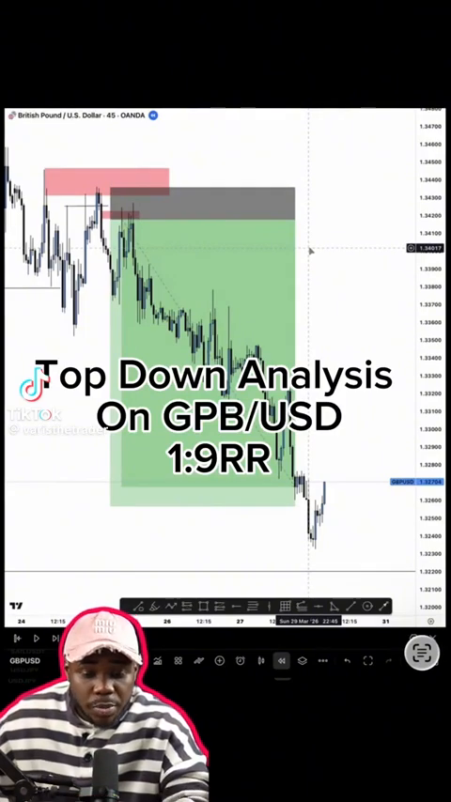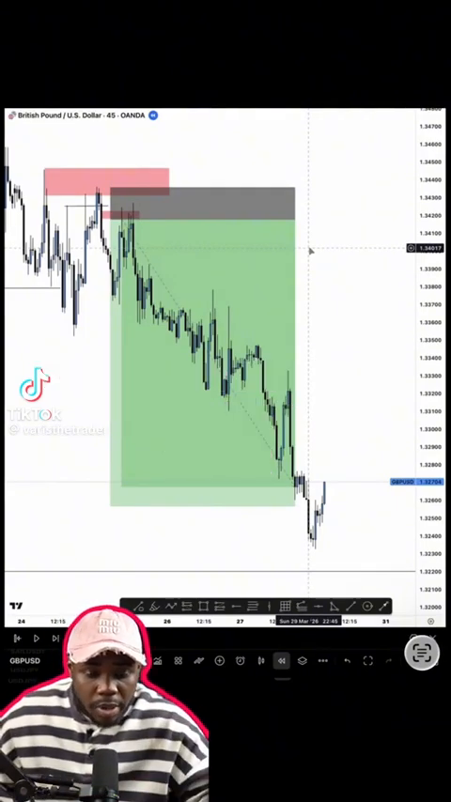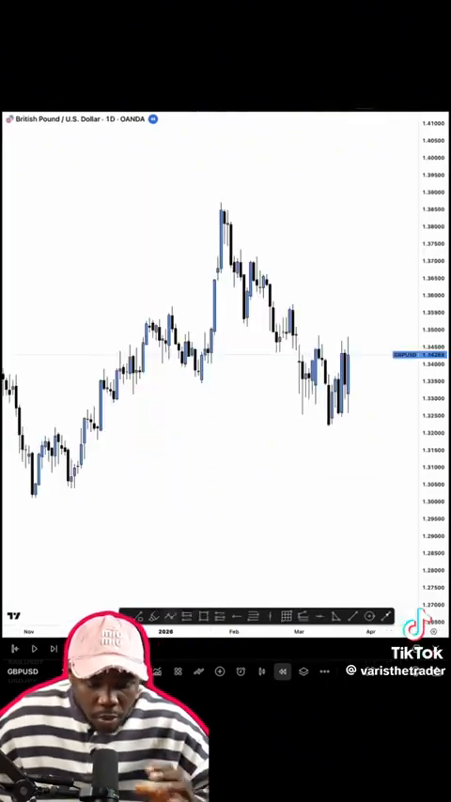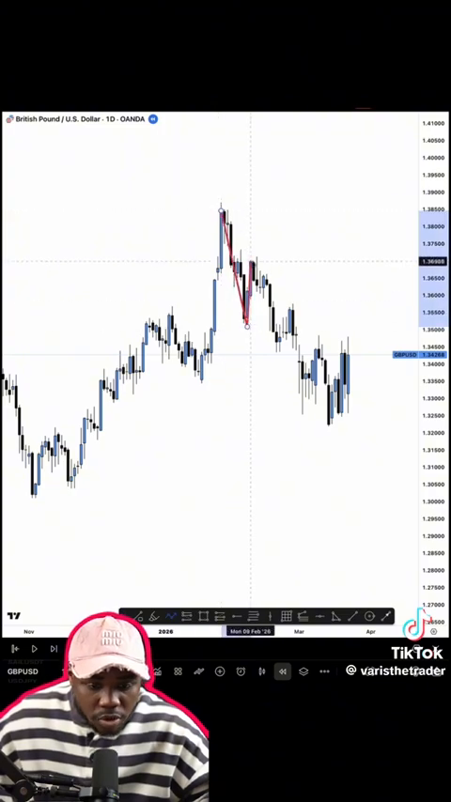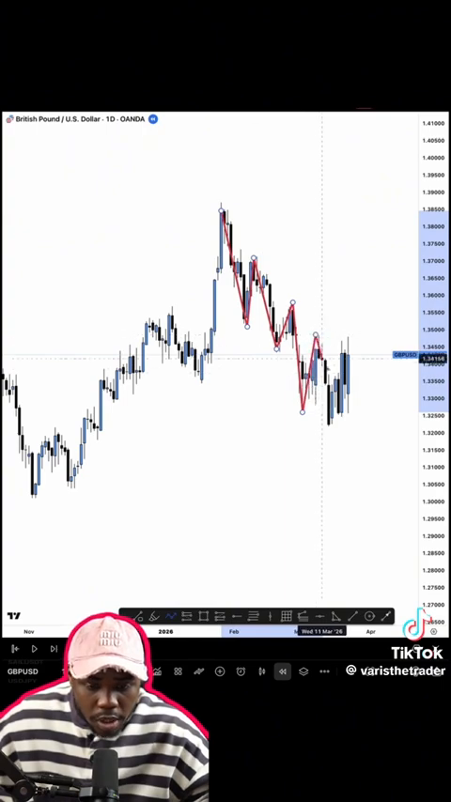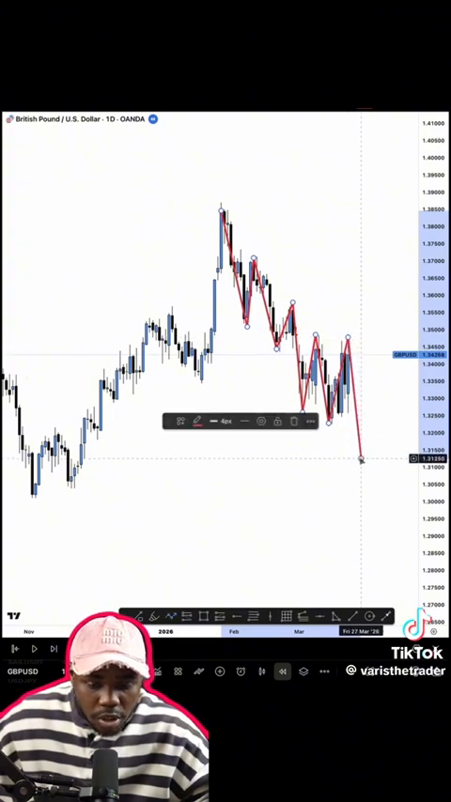So I took this trade on GBP USD, and I'm going to share my thought process on why I took this trade. We are currently in the daily time frame, and as you can see, the overall market structure is bearish. You can see a series of lower lows and lower highs, lower lows, lower highs, lower lows, lower highs. So expecting markets to push down further.